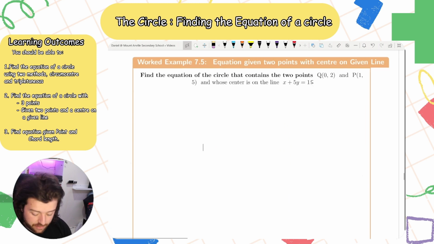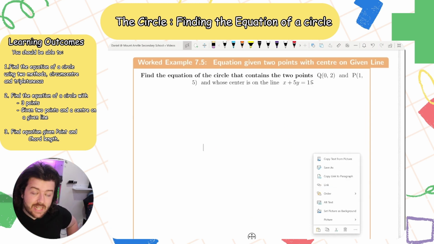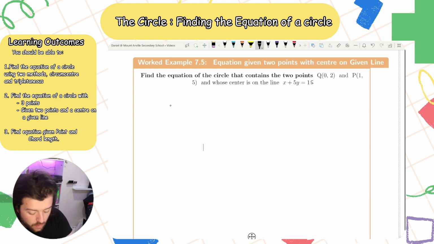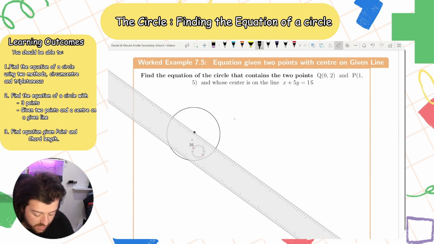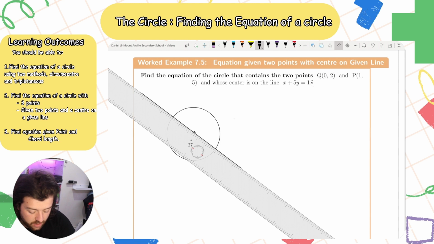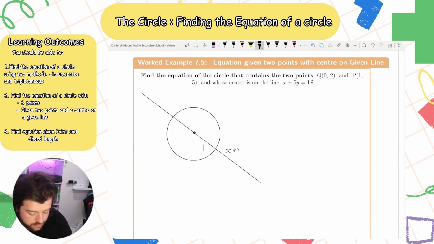Right, let's go into example 3. Find the equation of the circle that contains 2 points, Q at 0, 2 and point P at 1, 5, and whose center is on the line x plus 5y equals 15. So what's really important is always draw a diagram. So here's my circle. This is my center point. Well, I know the line x plus 5y equals 15 goes through that point here. And then I have the 2 points, P and Q. So that's 0, 2, and that is 1, 5.